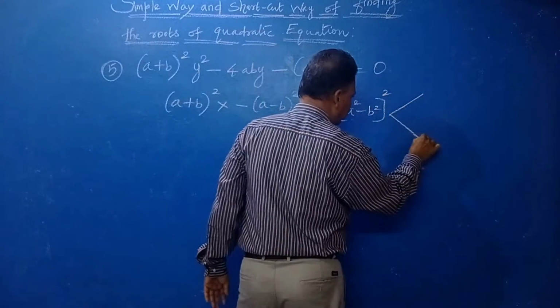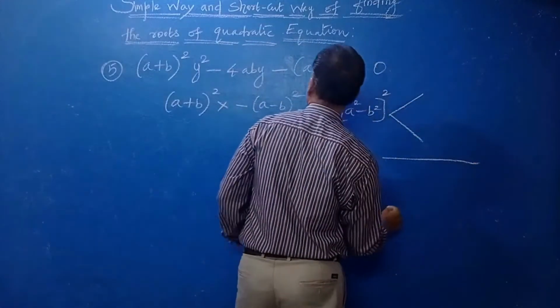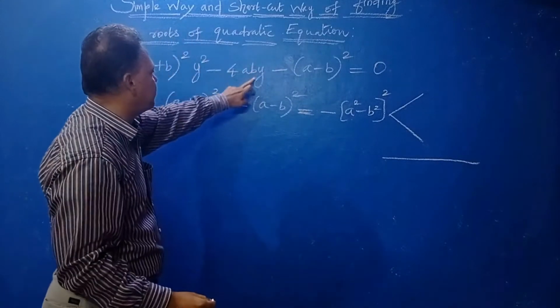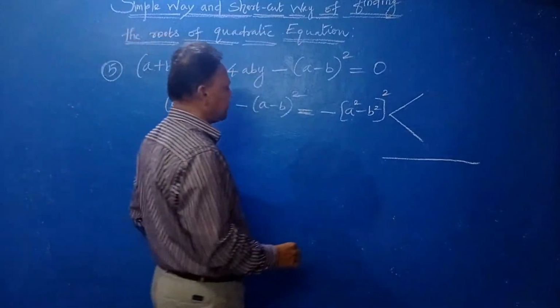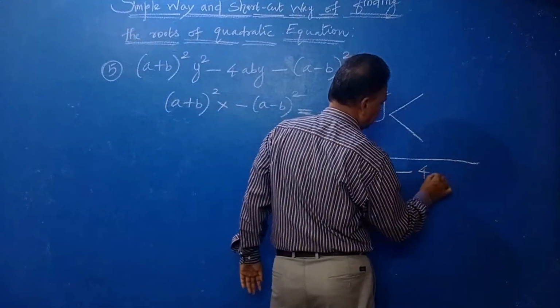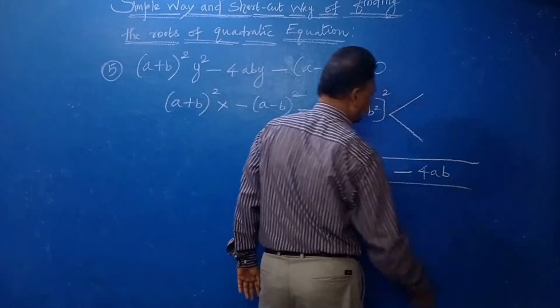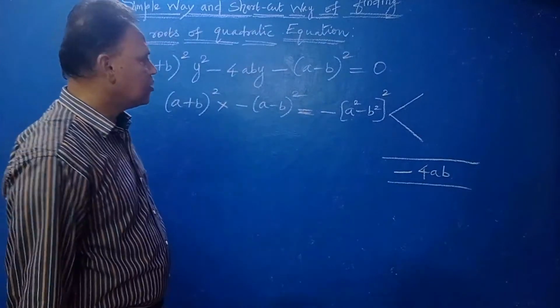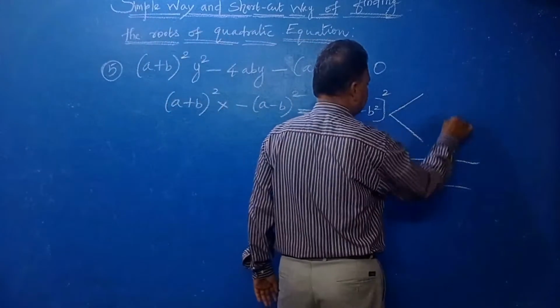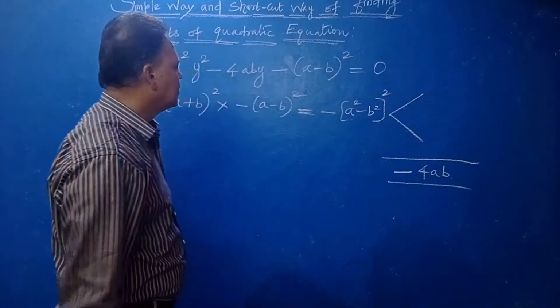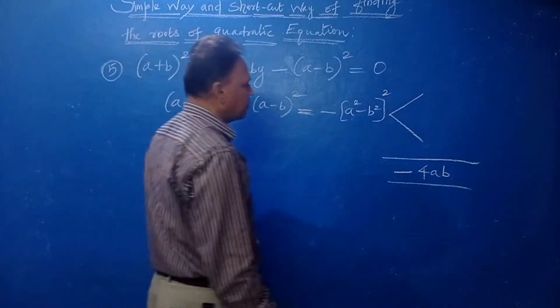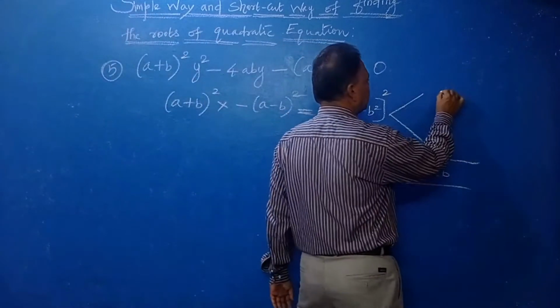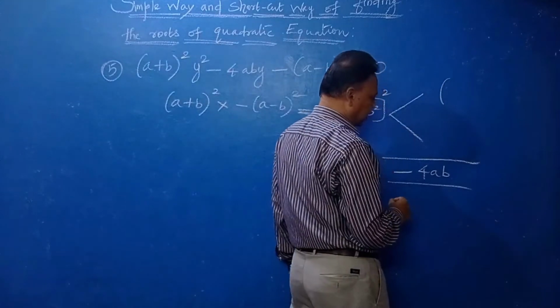This one you have to split into two factors, meaning you have to get minus 4ab. The y coefficient you have to write, minus 4ab, correctly, with sign. Only the coefficient with sign, minus 4ab, you have to get. So then you have to choose that factor. Choose that factor here. So how will you choose the factor here? Because minus 4ab you have to get. So here you do one thing.